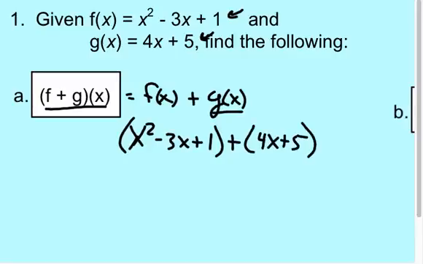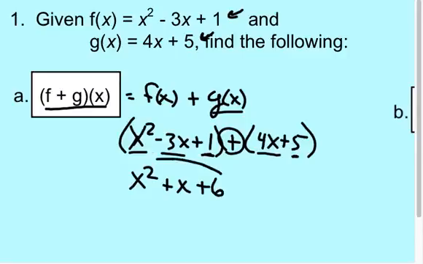And it's just a matter of combining like terms. Being it's addition, I can just drop parentheses and start adding. So it's x squared, that's my first term. There are no other x squared terms. Negative 3x and 4x are like terms. Adding them together, I get plus x. The constants, just your numbers, 1 and 5. And that would be your answer for f plus g of x.